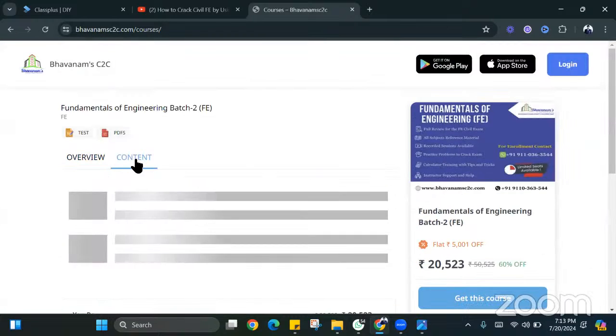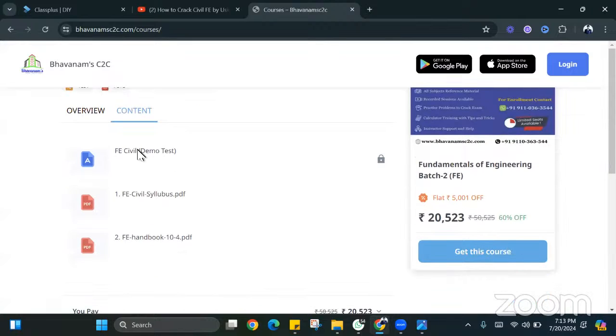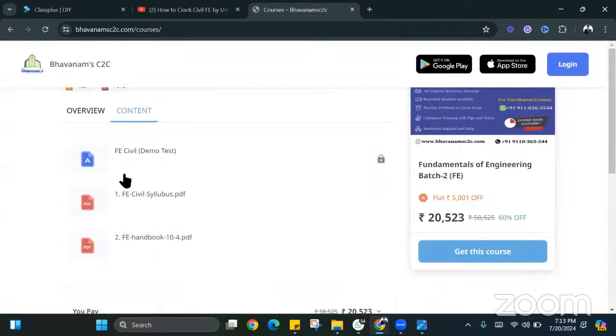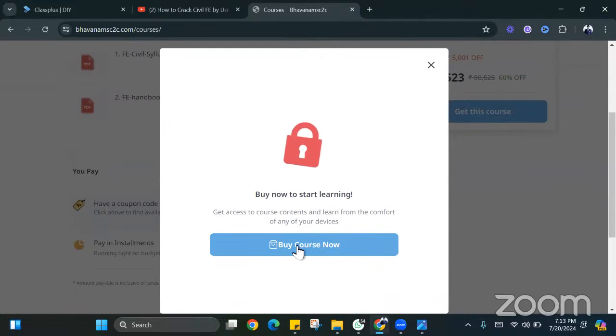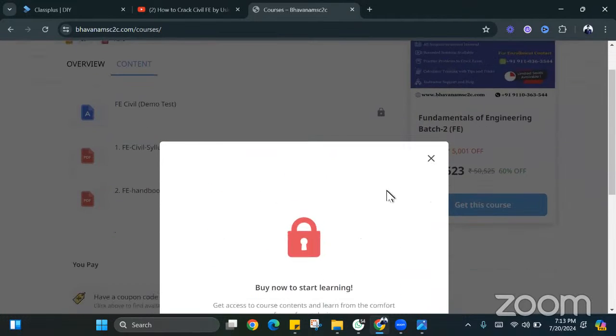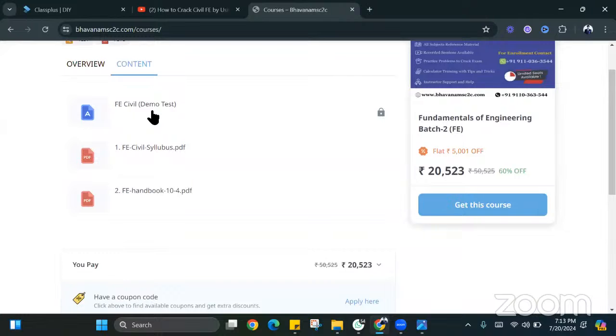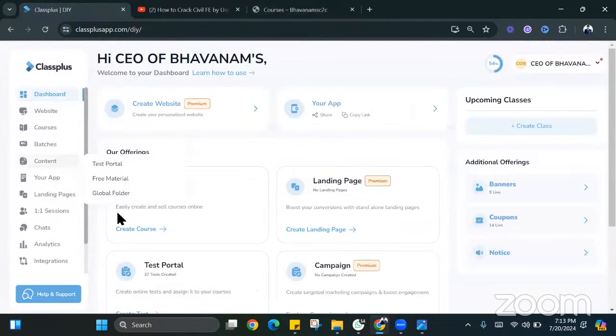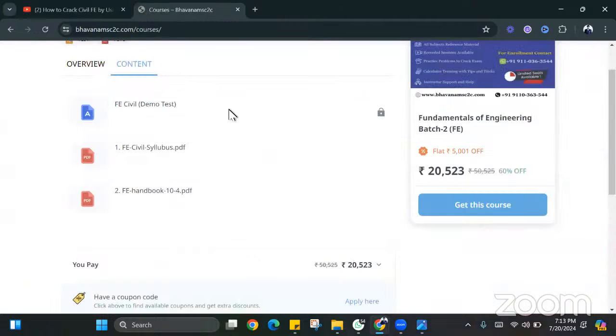And if you open the content, there you can see a civil demo test. This shows you how our test portal will be. I think I am unable to open this now, but if you enroll, just by giving your name and installing our application, you can see the demo test and attempt it. And if you want to see some demo test results, I'm not sure. I'm sorry, I can't show you that right now.